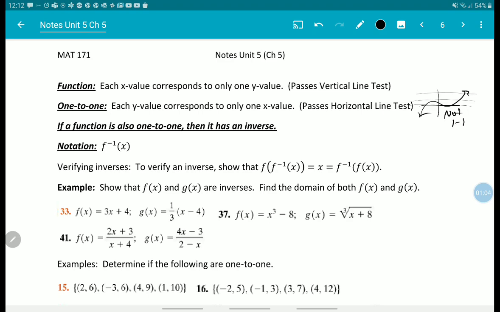Now, if we have a function that is also one-to-one, that means it passes both the vertical and the horizontal line test. Then that's very special because it's going to have an inverse. So keep that in mind. It's got to be a function and one-to-one, so it must pass both of these.